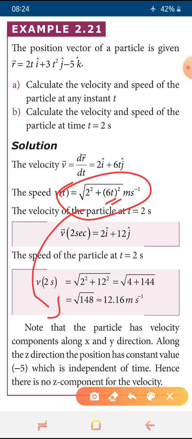And here we can say the velocity of the particle has direction along the x and y directions. Along the z direction the position has a constant value of -5. That -5 is independent of time, so we take it here as 0. Here it is considered as constant. It gives 0 value in both the velocity and speed, so we simply neglect that value. Okay, so there is no z component. So in this answer it obeys the two components, one along x and y, there is no z component.